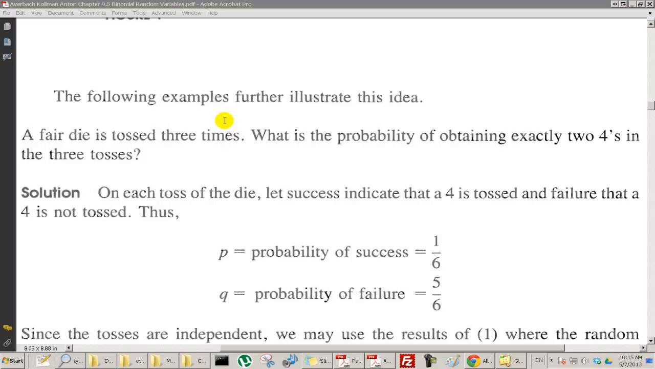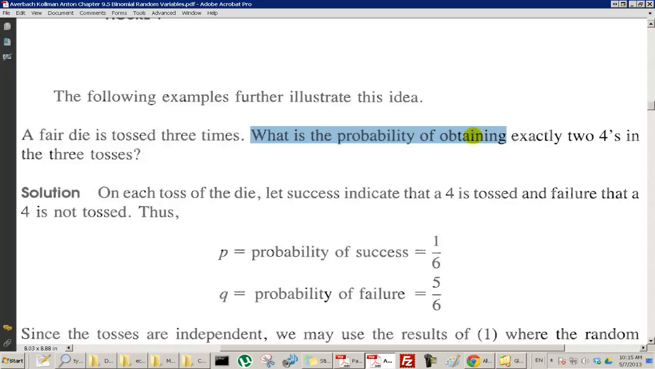Okay, so now they take an example. A fair die is tossed 3 times. Now remember, a fair die, we don't usually think of it as a Bernoulli trial, that is, where there are only 2 outcomes, but we're going to define it in such a way that there are only 2 outcomes. So the question is, what is the probability of obtaining exactly 2 4s in 3 tosses? So first we have to define success and failure in such a way that there's only 2 possible outcomes to this tossing of a die.